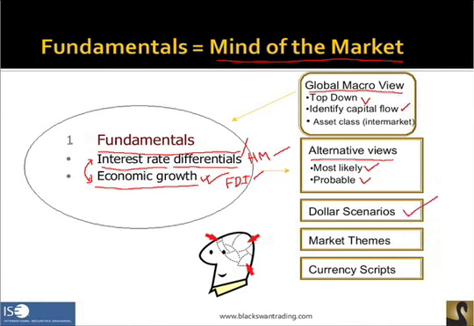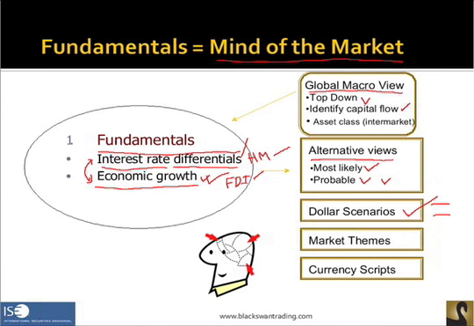Dollar scenarios. First thing we do in terms of the fundamentals, we build the dollar scenarios, our most likely dollar scenario and our probable dollar scenario. Right now, of course, dollar scenario number one is the consensus view. The dollar goes lower on lower yield and lower growth. Makes sense. Neither one of those is supporting the dollar. We have a plausible alternative view that the dollar rallies on risk, and I'll get into that.